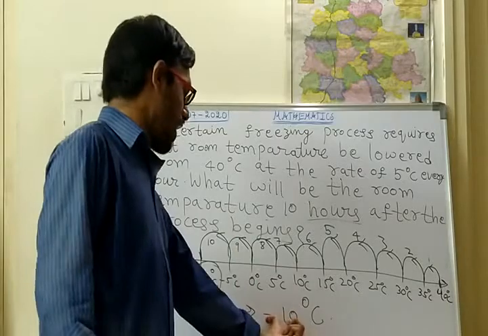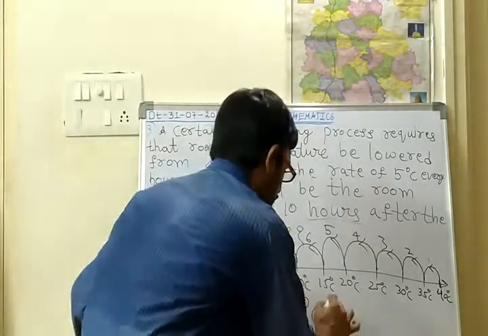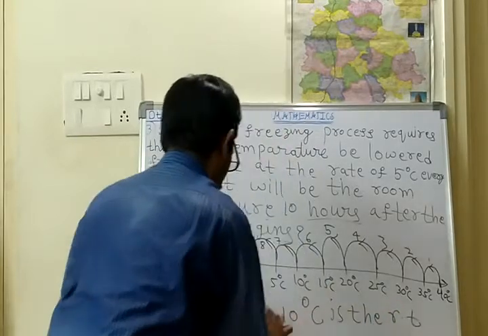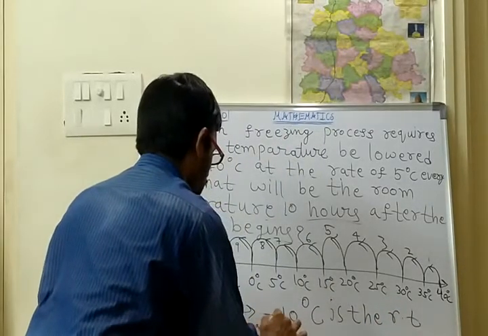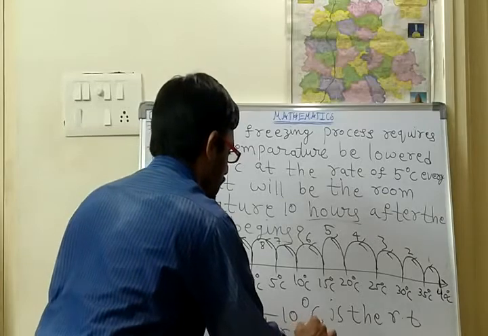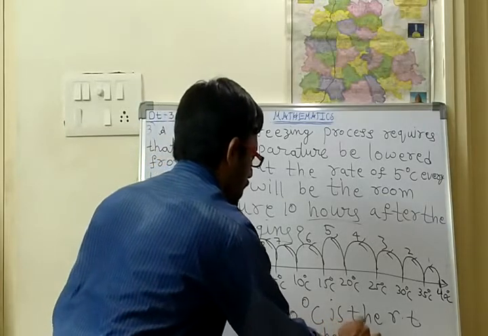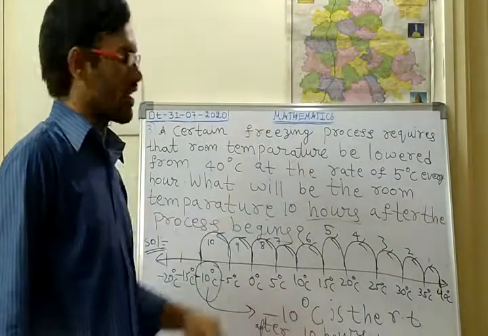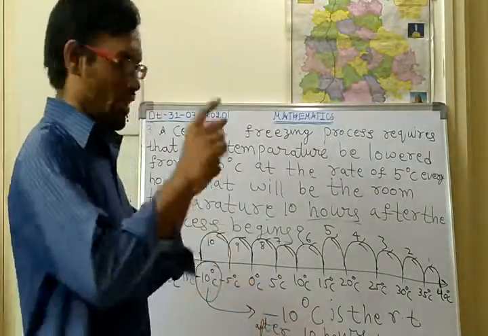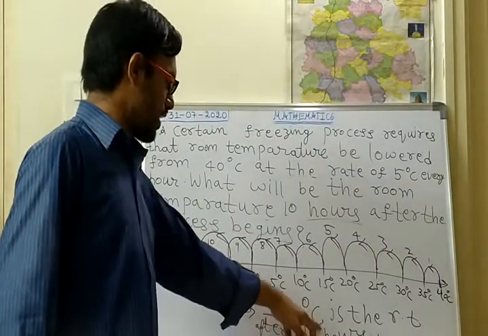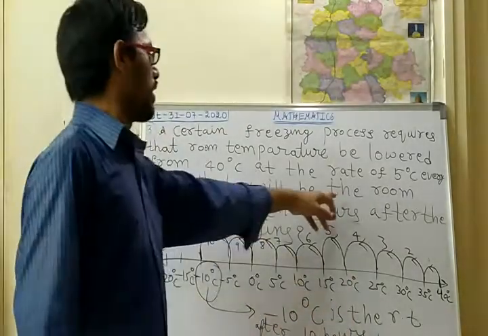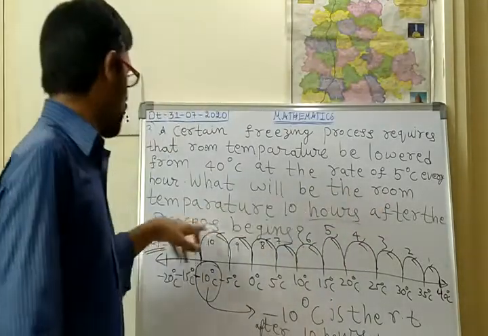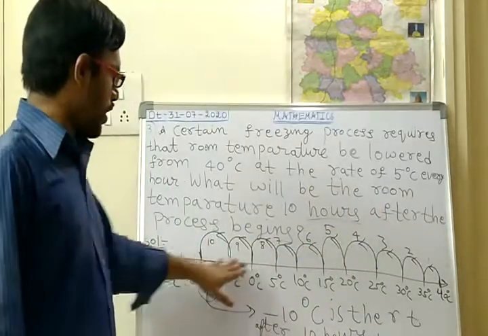So minus 10 degrees centigrade is the room temperature after 10 hours. This is the final answer. The answer is minus 10 degrees centigrade. You should write the final answer: therefore, minus 10 degrees centigrade is the room temperature 10 hours after the process begins. After doing this, you should write this.